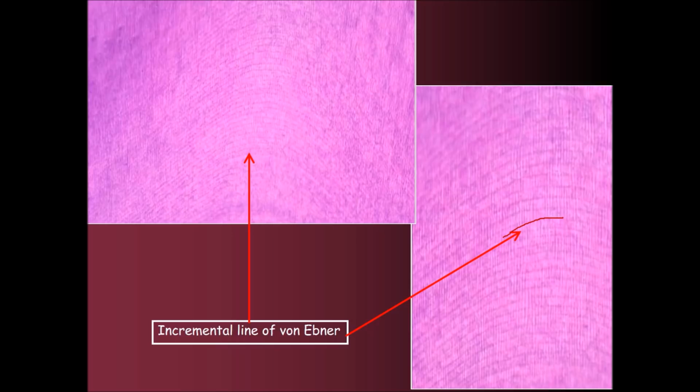These are the incremental lines of von Ebner, representing the short period activity of odontoblasts. As we can see in this image, these are the dentinal tubules. Along the course, there is a short period activity. This is the incremental line of von Ebner. This is the same thing. These are the incremental lines of von Ebner.